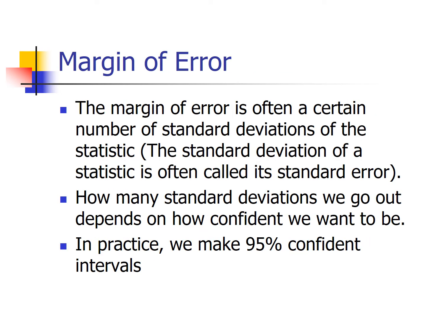Now, the margin of error that I talked about is generally a certain number of standard deviations of the statistic. The standard deviation of a statistic, as a sidebar definition, is called its standard error. So a certain number of standard errors. How many standard errors that margin of error is depends on how confident we want to be. The more confident we want to be, the further out we have to go to accommodate that confidence.